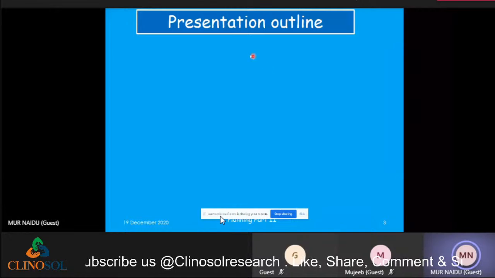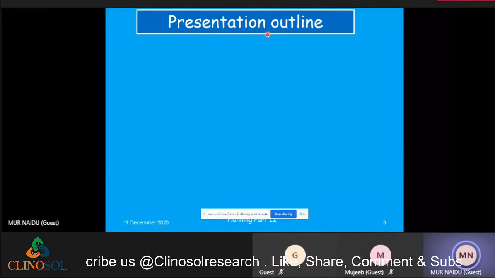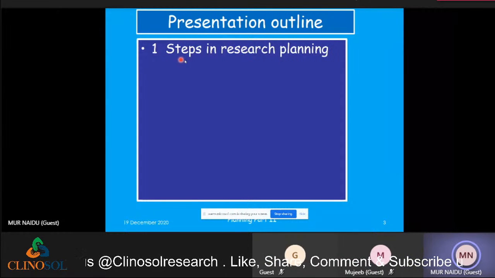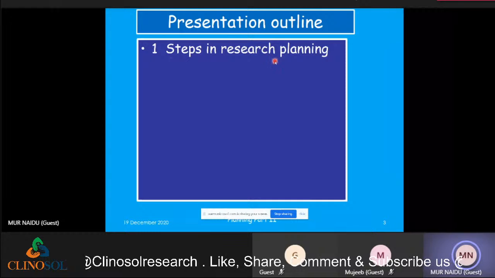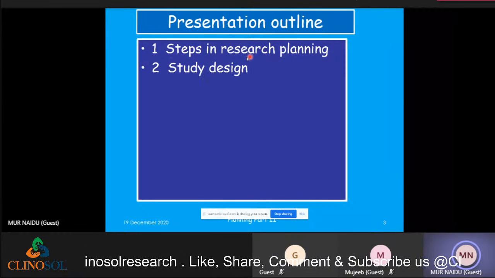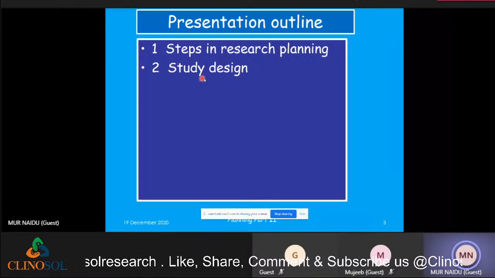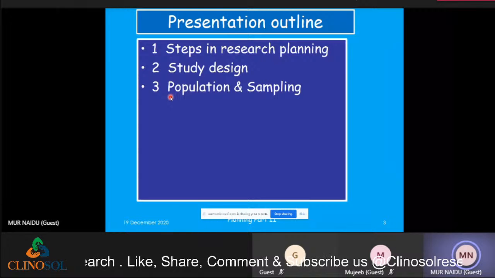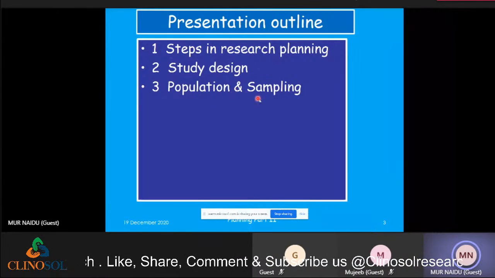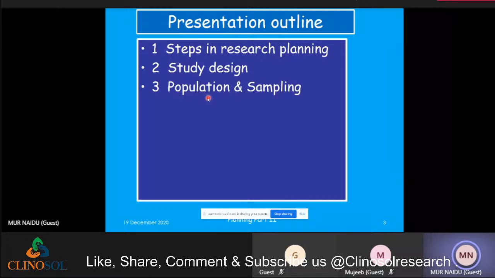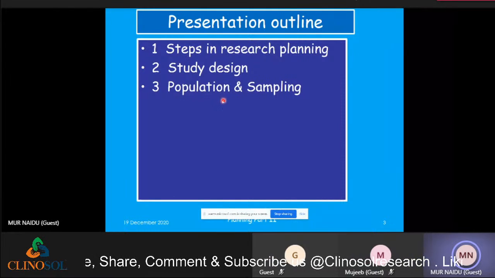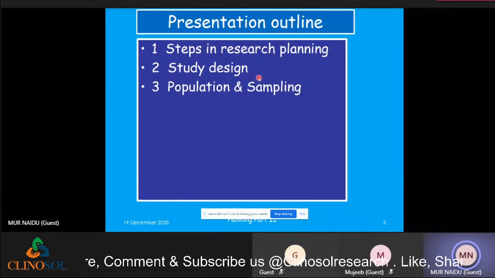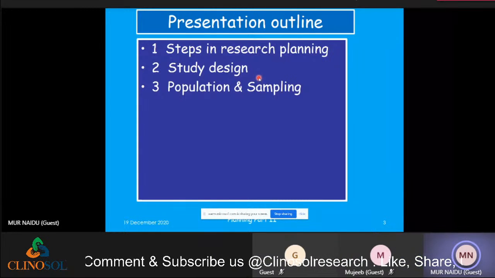So my presentation outline will be like this. I'll first tell about the steps in research planning. The second part of my talk today will be the study design. Then I will talk about the population and sampling. This is very important: how you identify a population, and from the population how you go for sampling. That will be the third part I am covering.